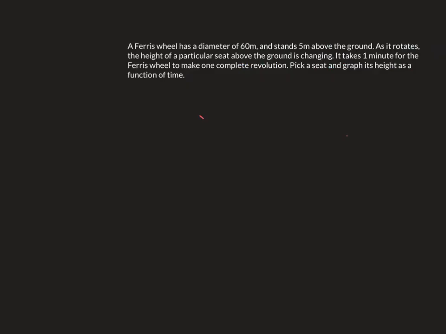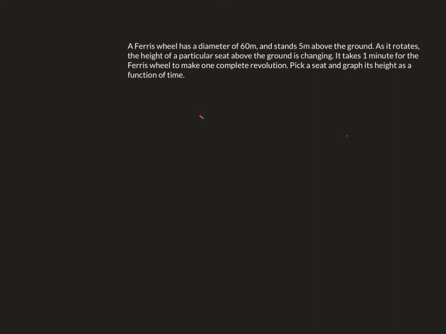So let's read this example here. A Ferris wheel has a diameter of 60 meters and stands 5 meters above the ground. As it rotates, the height of a particular seat above the ground is changing. It takes 1 minute for the Ferris wheel to make 1 complete revolution. Pick a seat and graph its height as a function of time.